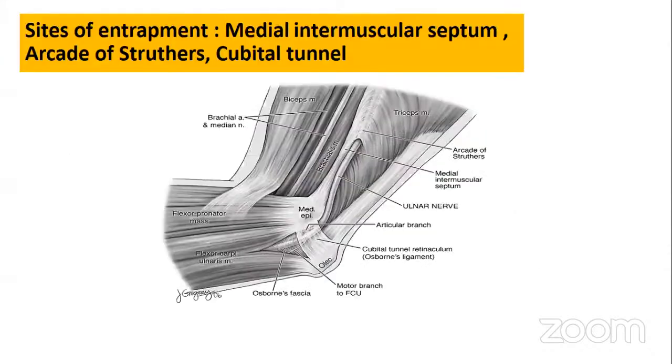I come to the cubital tunnel. The sites of entrapment here: basically here is the medial intermuscular septum. The arcade of Struthers is basically from the medial edge of the triceps here. There are fibrous connections to the intermuscular septum, and they can become quite thick here. And the nerve is basically coming out here, so that can be a hindrance there. And finally, the cubital tunnel proper, where there's Osborne's ligament here.